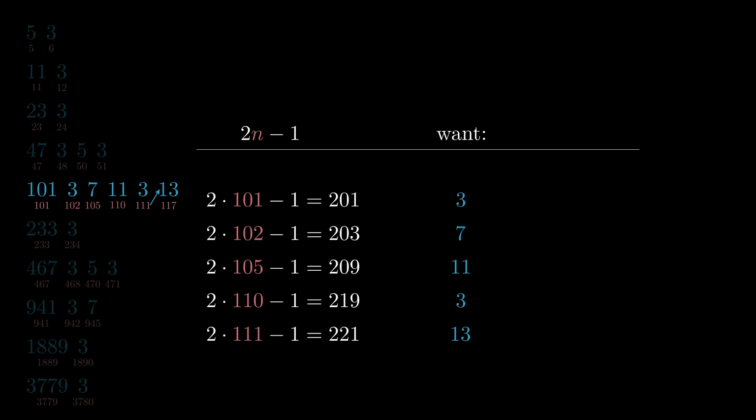Since we're expecting primes, are the numbers we're getting in fact primes? No, 201 is not prime, it's 3 times 67. Here are the prime factorizations of the others. Now we see what appears to be going on. The prime we're looking for in each case isn't 2n minus 1. It's the smallest prime divisor of 2n minus 1.